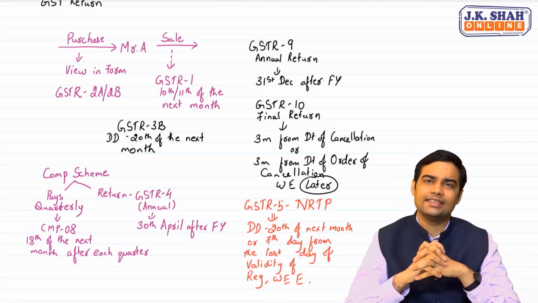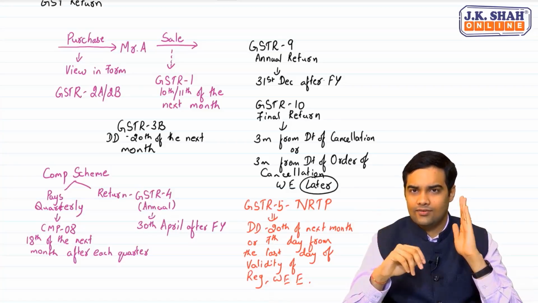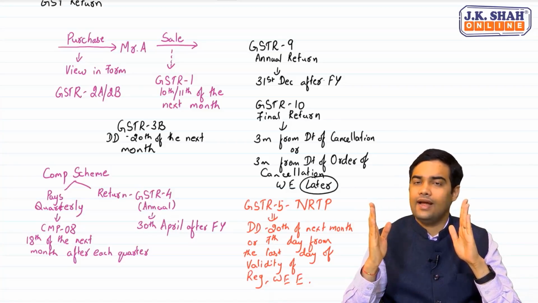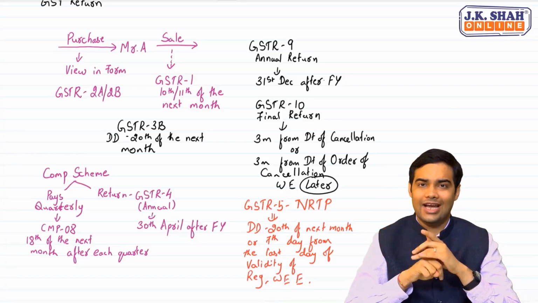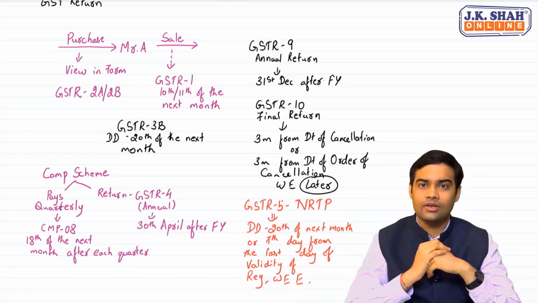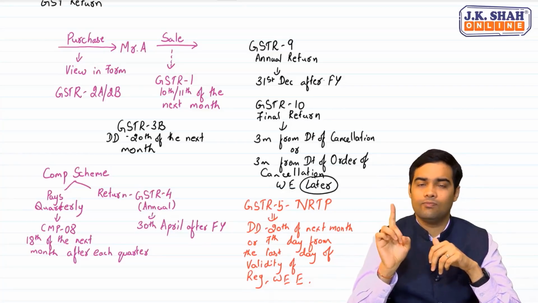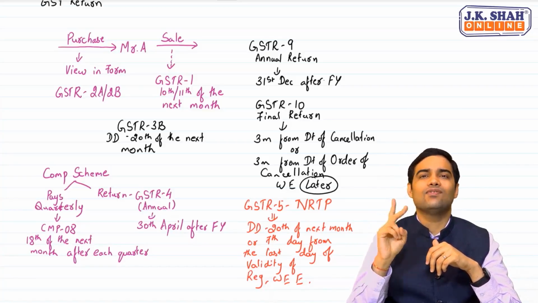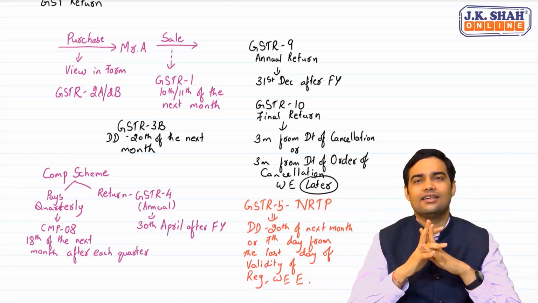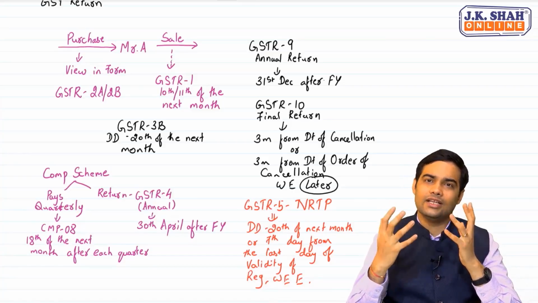If an NRTP has taken registration for 15th Jan to 18th Feb, that means he would be filing two GSTR 5s, one for the month of Jan, one for the month of Feb. For Jan month, the due date will be 20th Feb. For Feb month, will we wait till 20th March? No. His last day of validity of registration was 18th Feb. So from 18th Feb, we will count 7 days and the return due date would be 25th Feb. That's how NRTP due date works.